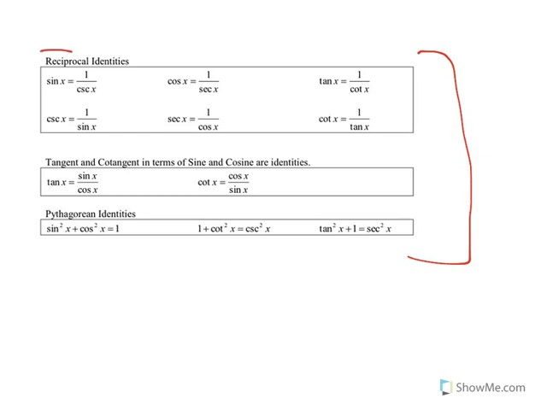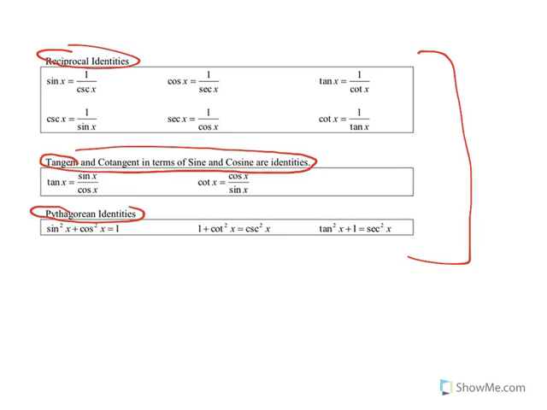So you have your reciprocal identities, your tangent and cotangent in terms of sines and cosines, and then you have your three Pythagorean identities. And let's just go ahead and go through some examples. These are going to be examples that line up with the first 10 questions in your textbook if you're one of my students, section 3.1, questions 1 through 10.